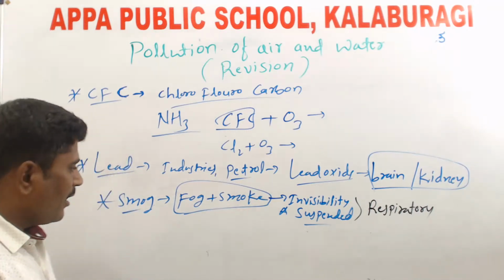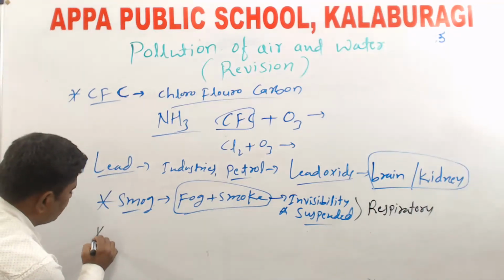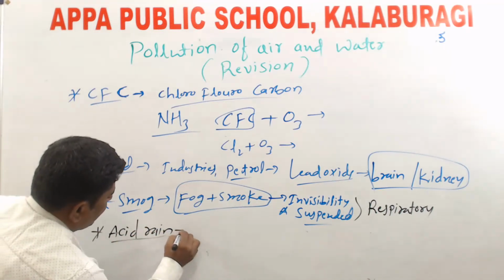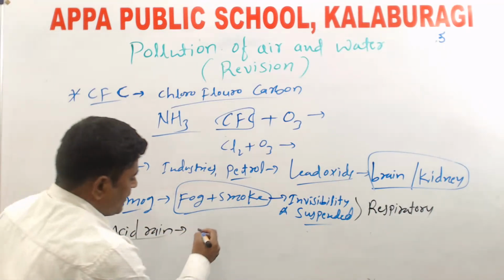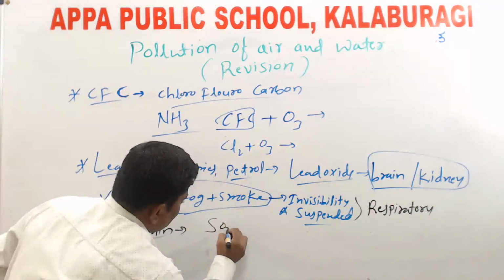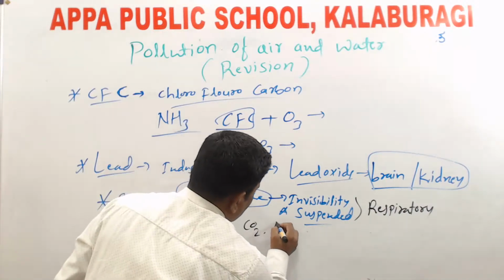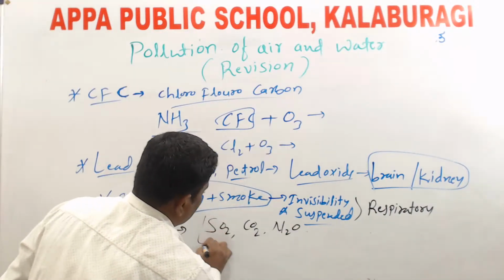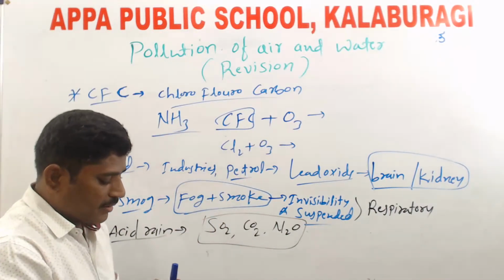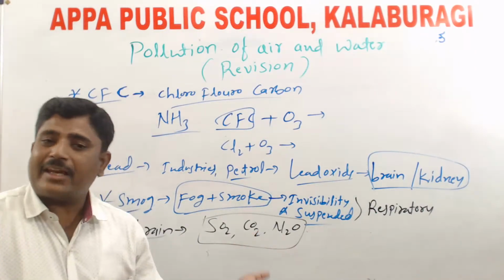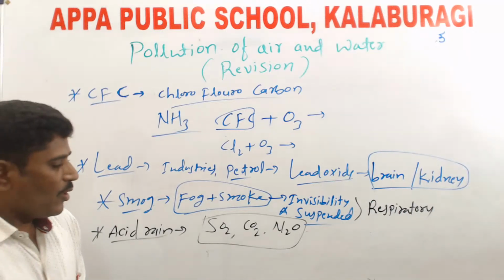Second one, acid rain. My dear friends, you know very well about air pollution. Inside the polluted air, carbon dioxide, sulfur dioxide and nitrogen dioxide are the common gases. Due to these gases, the air gets polluted.